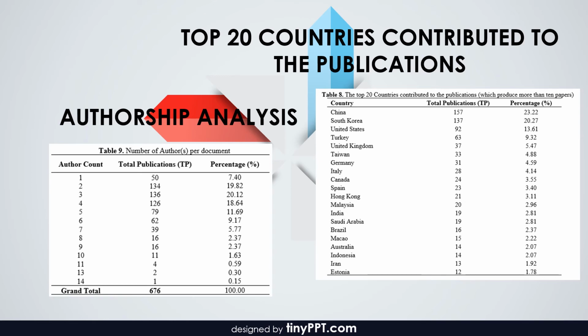And then for authorship analysis, you can see table 9 in the slide, which shows that author count is the number of authors involved in a single publication. For example, 50 publications have been written by a single author, and 134 publications have been written by two authors for each paper respectively. In this table we can also see that one research paper has been written by a maximum of 14 authors.